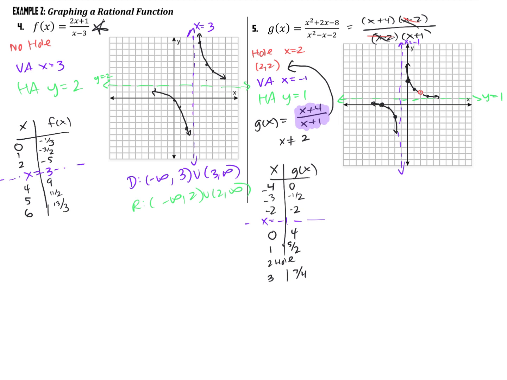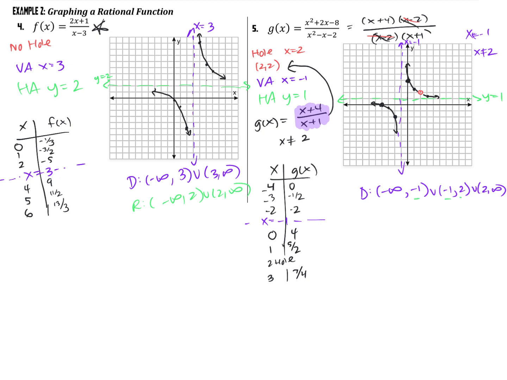So how does this hole affect the domain and the range? Well, for the domain, there are now two x values that never happen. The two x values that never happen are that x is never equal to -1 and x is never equal to 2, the hole and the vertical asymptote. So when we list those, we always go smallest to largest. So we can go from -infinity to -1. Then we have a break from -1 to 2. Then we have a break. And then we go from 2 up to infinity.